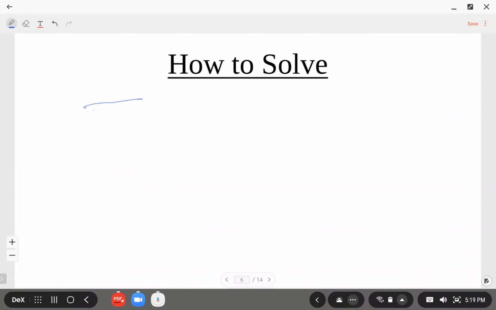So square root of 5t minus 11 equals square root of t plus 5. Can anybody solve this?